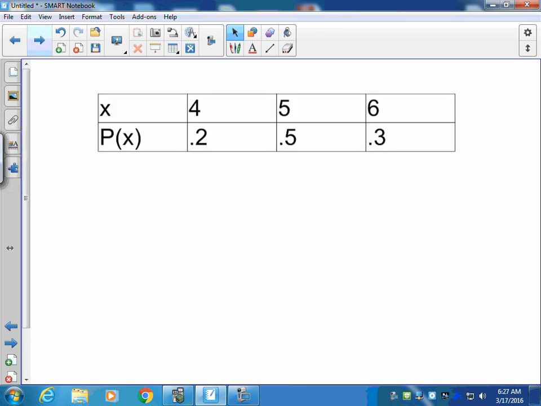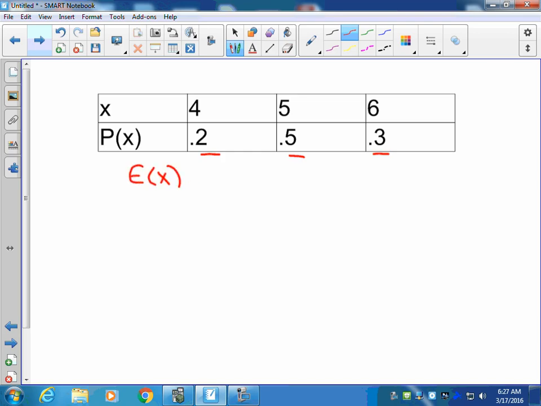So now when we're given a probability distribution, the first thing we always want to do is check and make sure that the distribution adds up to 100% probability overall. And then whenever we have a probability distribution, the first thing we want to do is find our expected value.